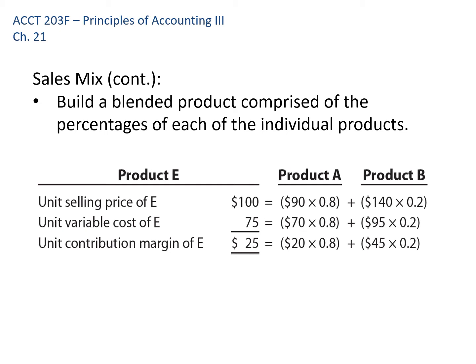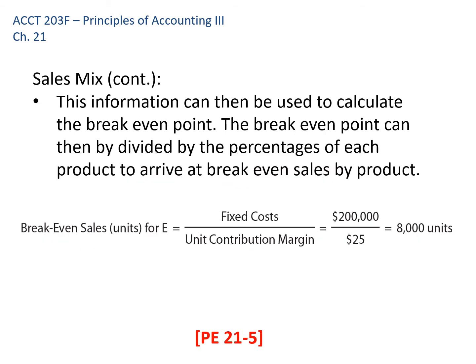I do the same thing for variable costs. So now I come up with a blended fictional unit contribution margin that is based on the information for product A and product B weighted by the mix of those two products. If I change this mix, if instead it was 60-40 or something, it would very likely change those figures for product E.